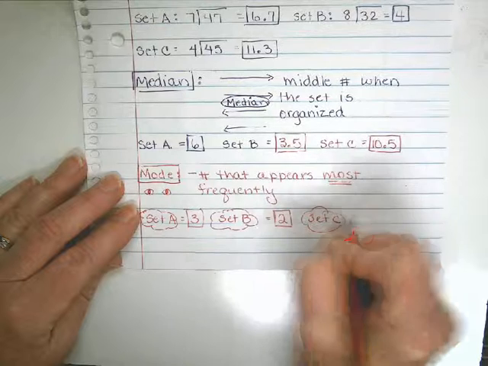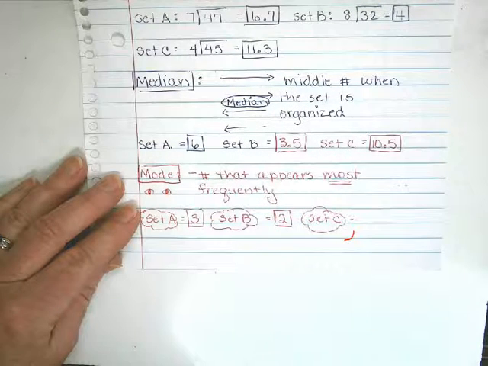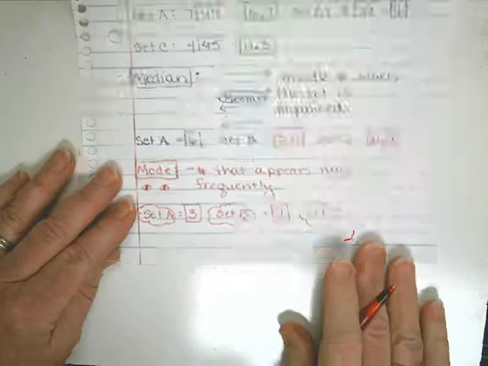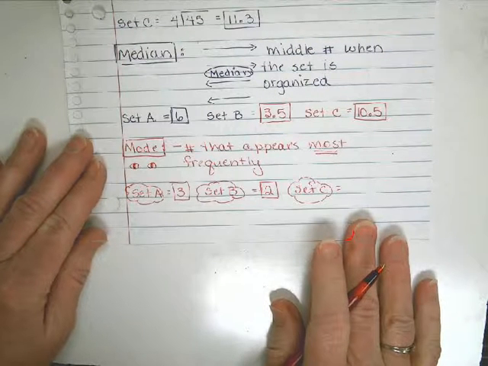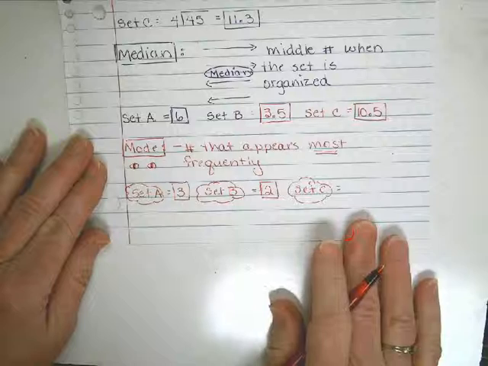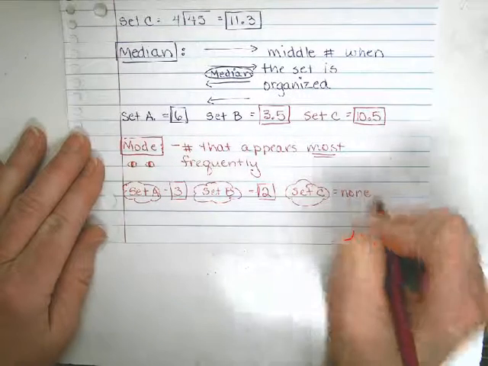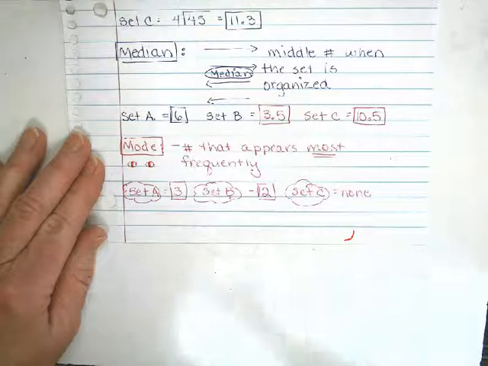Connor? There isn't one. So let's write none. Okay? Do not write 0. Sometimes kids will write 0, and 0 could be the mode, couldn't it? Okay?